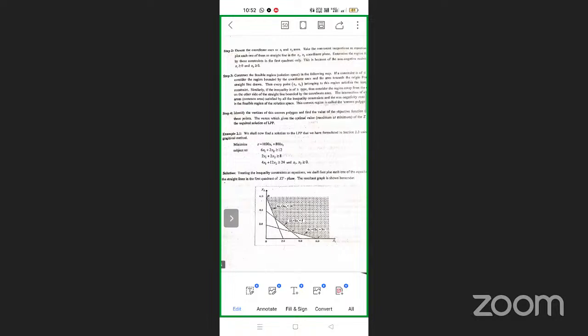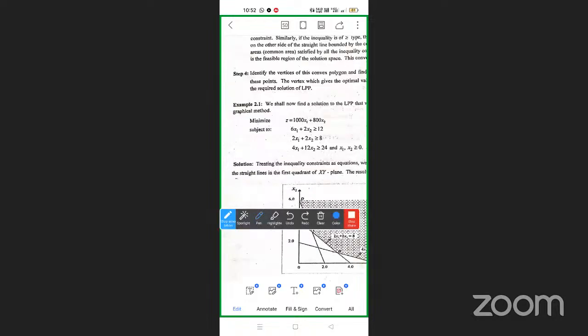In the previous example, the first example, here the standard form of LPP is nothing but, in the first example minimization is there, minimum of Z. So we can convert it to maximum. So we multiply: maximum of Z is equal to minus 1000 x1 minus 800 x2. So this is the maximization of the objective function in standard form.